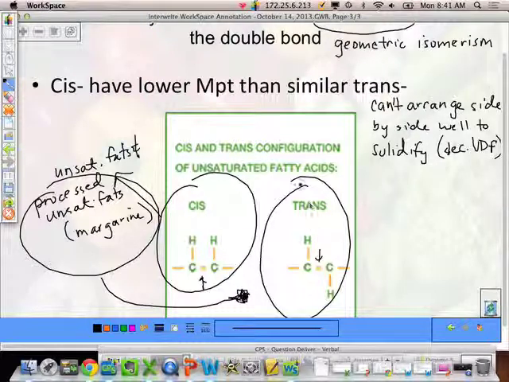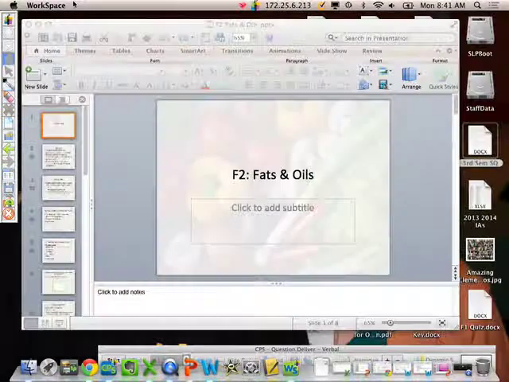So how do they make hydrogenated oils? We are going to get to that very soon.